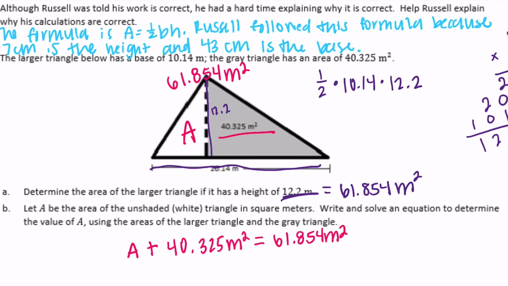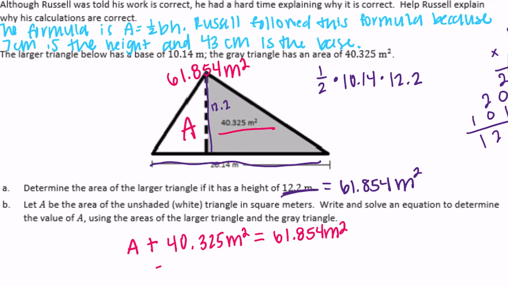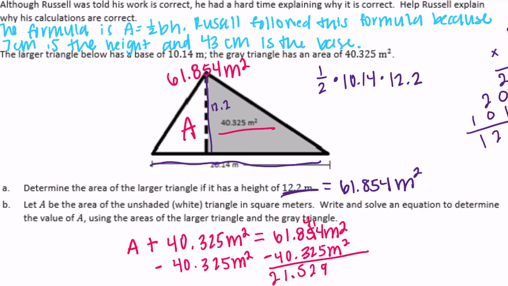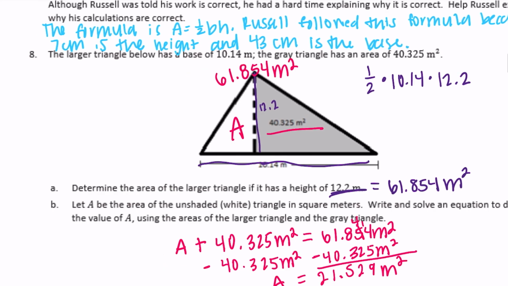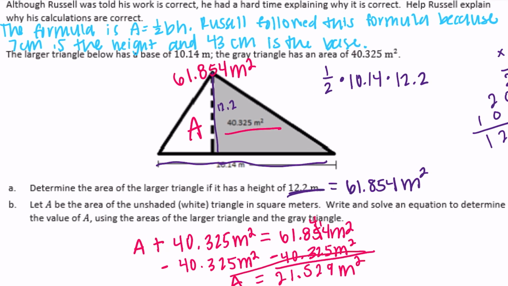So let's just solve that, and we can get A by itself by subtracting 40 and 325 thousandths meters squared. So I'm going to subtract it from there. Also, let's see, need to borrow. 14 minus 5 is 9. 4 minus 2 is 2. 8 minus 3 is 5. Bring down the decimal point. So we get 21 and 529 thousandths meters squared would be equal to A. And I believe that is the end of the problem set.